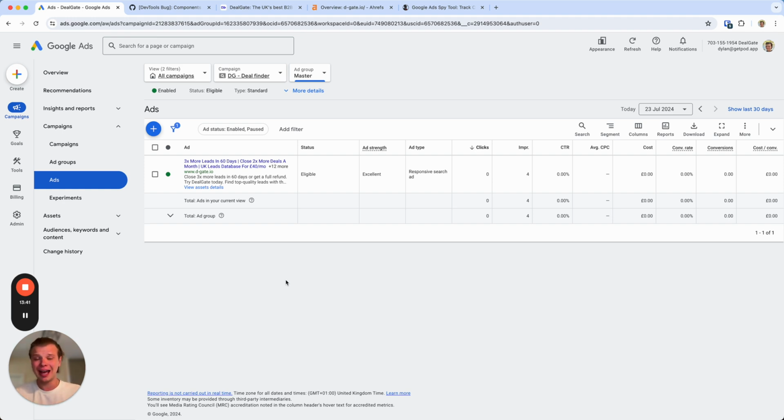Go and sign up to Google Ads, assuming your business is good and your offer is good and your landing page is good. Make sure to go and check those boxes first.